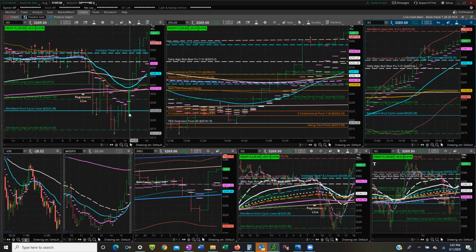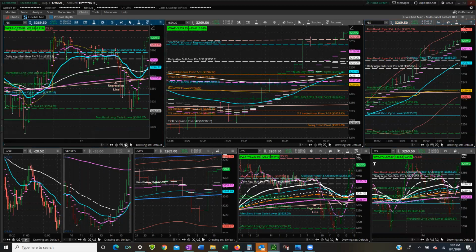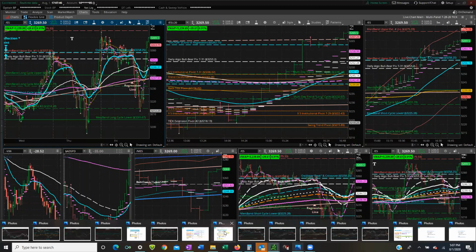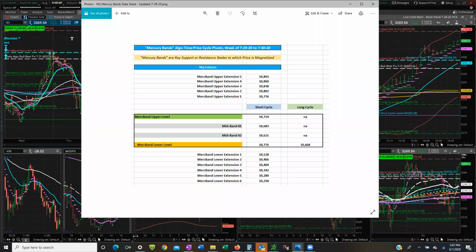Let's take a look. Let me pull this out a little bit. These Mercury bands are, I can't tell you how many times that the Globex high came within 2 ticks of a Mercury band. And the way the Mercury bands are constructed, let me show you how that works. Yeah, that's the NQ one. I don't want that.